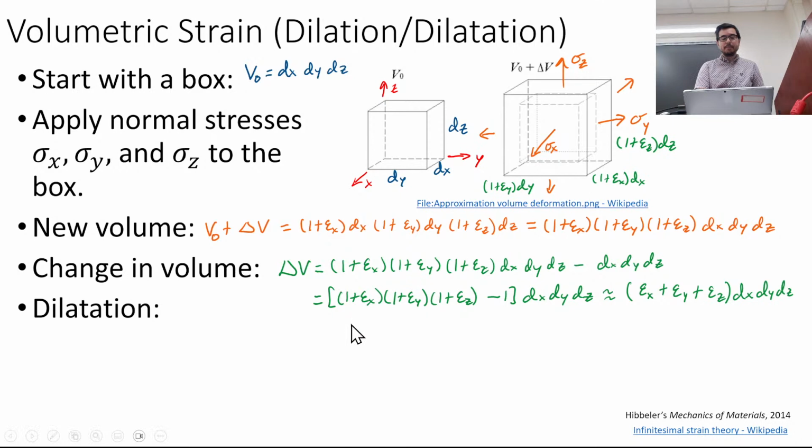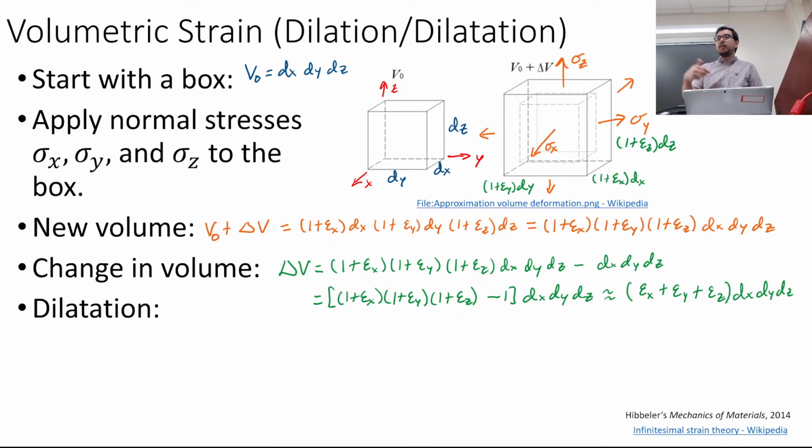So, for example, if you use FOIL multiple times on this, first, outer, inner, last, and you do some algebra, you'd see I'm going to have a 1, because I have 1 times 1 times 1, and that would give me a 1 dx dy dz, and I have a minus 1 dx dy dz, so that goes away. But then you also see things like epsilon x, epsilon y, epsilon z times each other. Well, those are 3 very small things multiplied against each other, and so those will also disappear.